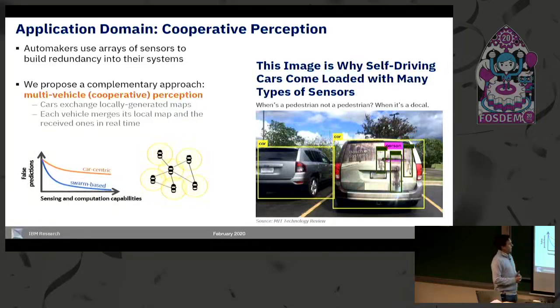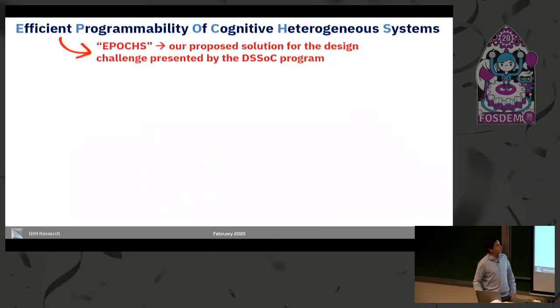But in general, what we believe is that the number of false predictions while a car is driving can be significantly lower by benefiting from these swarm-based cooperative approaches compared to the car-centric only approach that, let's say, car manufacturers are following today, basically. So this is the motivation of why we started building this application.